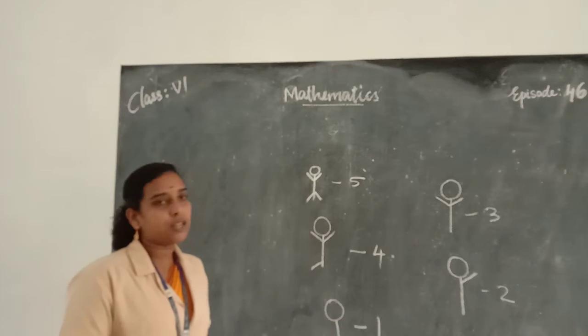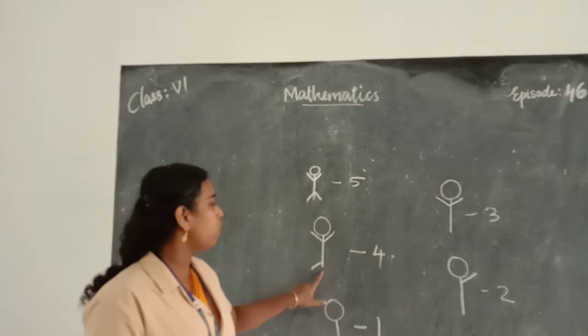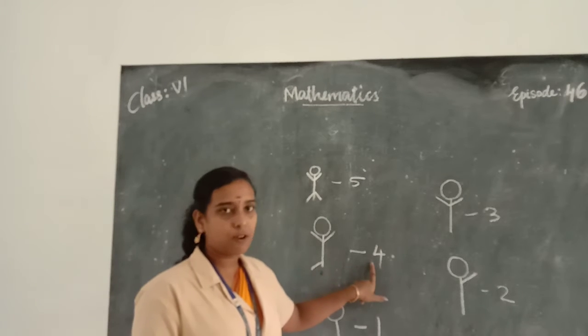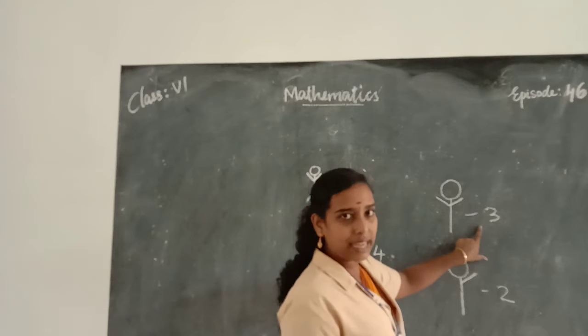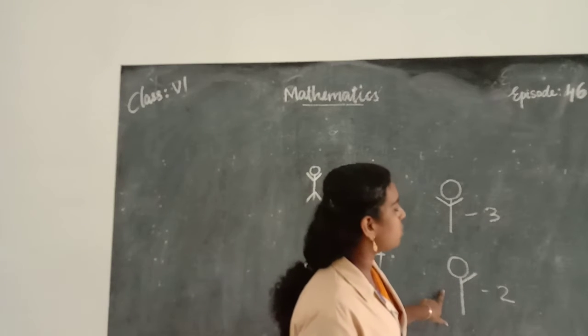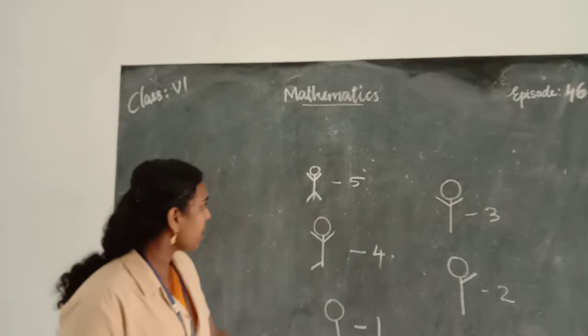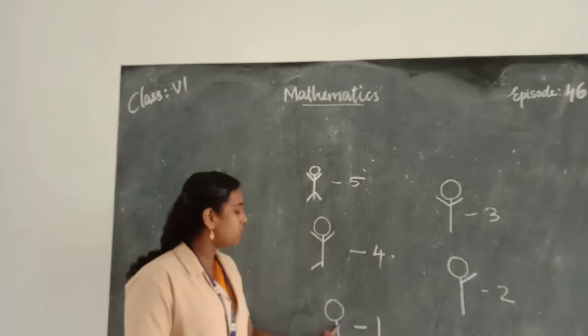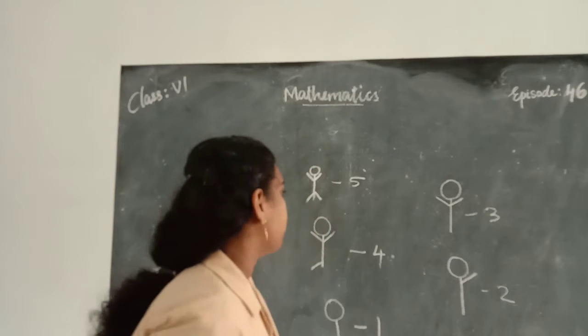This figure stands for 1 student, and this figure stands for 5 students. If we remove 1 leg of the figure, it stands for 4 students. If we remove the 2 legs, then it stands for 3 students. If we remove the 2 legs and 1 hand, then it stands for 2. And if we remove 2 legs and 2 hands, then it stands for 1 student.